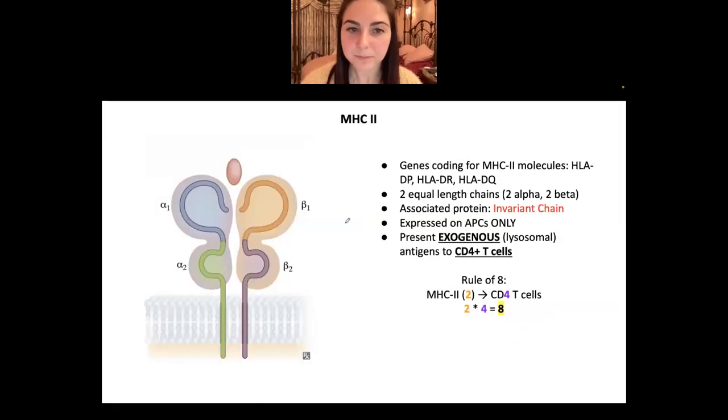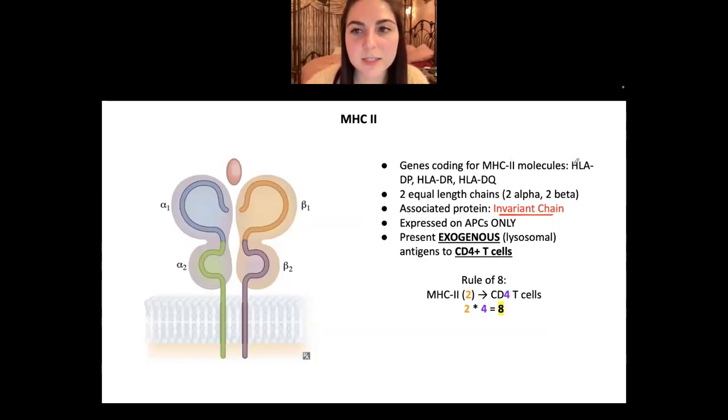MHC class 2 looks different. There are two equal length chains. So there's two alpha chains here, and then two beta chains here. And then what's associated with this, it's not shown here, but it's called invariant chain. It's like the associated protein. So beta 2 microglobulin for MHC class 1 is associated with MHC class 1. Invariant chain is associated with MHC class 2.